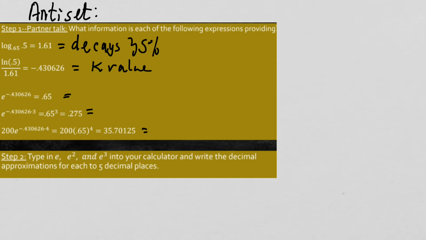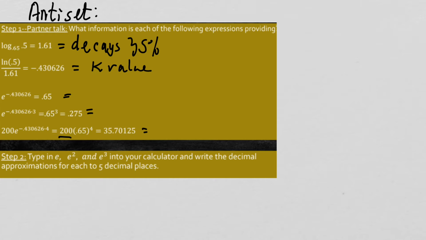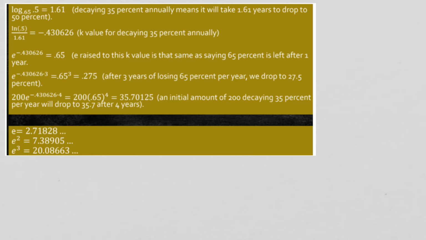And the last one here, 200 times, again, e to the constant, this time times 4 years. So we have an initial amount of 200, decaying 35% per year, and it will drop to 35.7 after 4 years. On the next slide, it has the answers detailed out, what I just talked about here. So it's leading from one thing to another. Then it asks you to evaluate e squared and e to the third in your calculator and write it down to 5 decimal places. So hopefully you got these 3 answers.